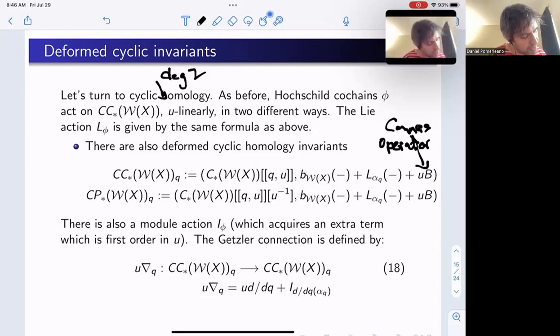The leading part is U ddq, and this other part over here is given by taking the derivative of the Maurer-Cartan element in Q, and then applying this module action that I spoke about a moment ago. And it turns out that this defines a chain map. It obviously defines a connection in the U ddq direction. If you want a connection in the Q direction, you actually have to pass to periodic cyclic homology and invert U.